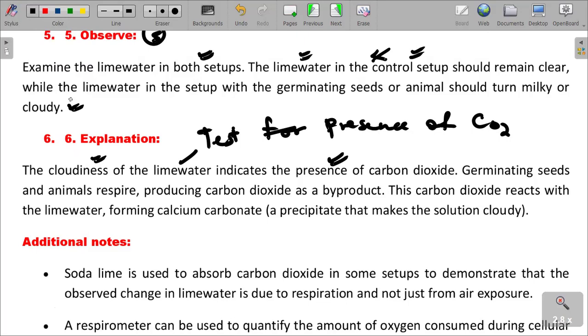So germinating seeds and animals respire, producing carbon dioxide as a byproduct. I'm sure now we can see that what we are seeing is carbon dioxide produced during cellular respiration. When animals and germinating seeds respire, their byproduct is carbon dioxide. This carbon dioxide reacts with lime water, forming calcium carbonate, a precipitate that makes the solution cloudy. In this case, that's what happens there.